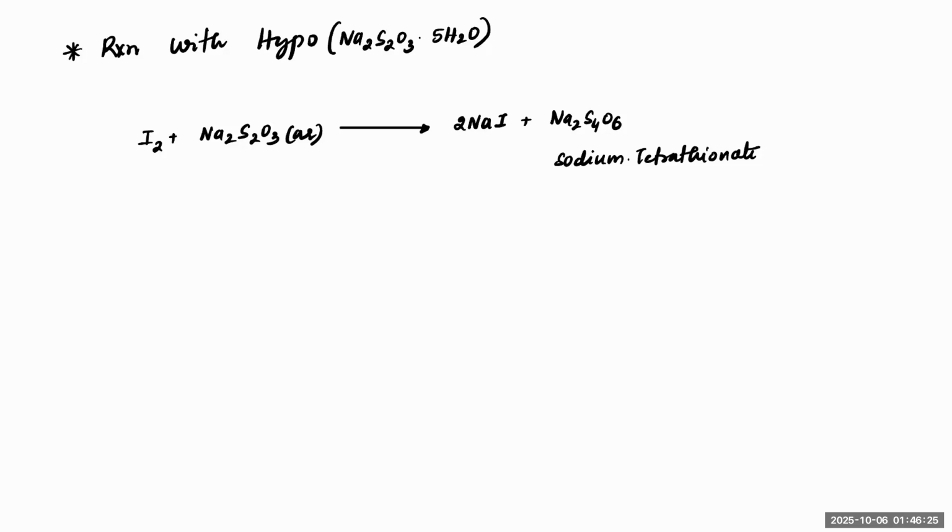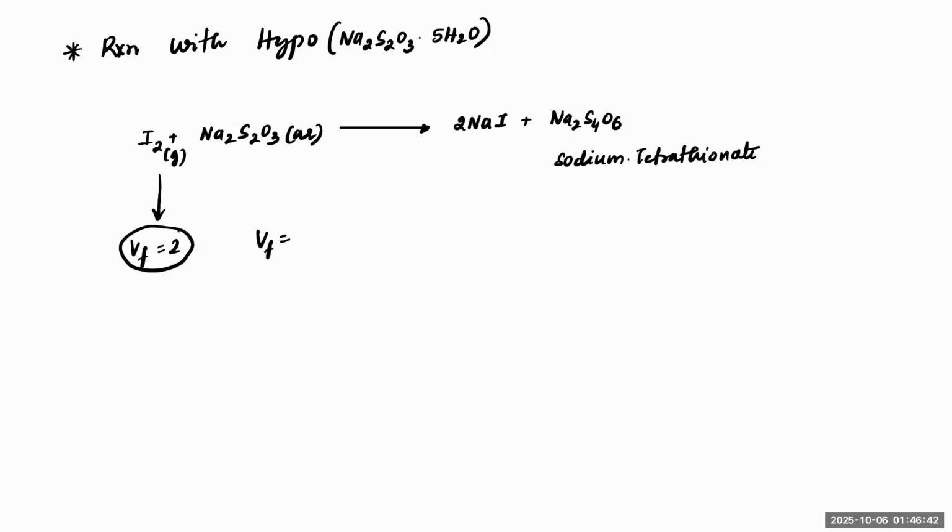So here we can see iodine gas has been added to this, and this is how the reaction has been done. And the valency factor in this case will be 2. Valency factor is 2. And what is the valency factor for sodium thiosulfate?